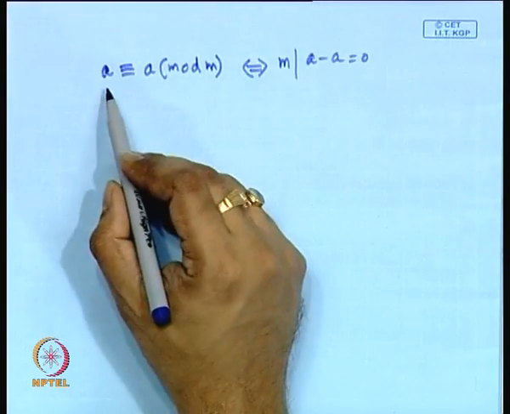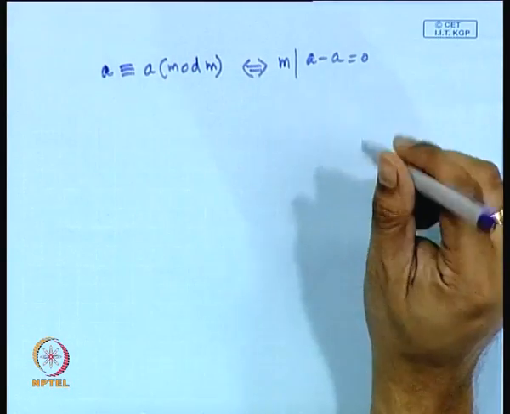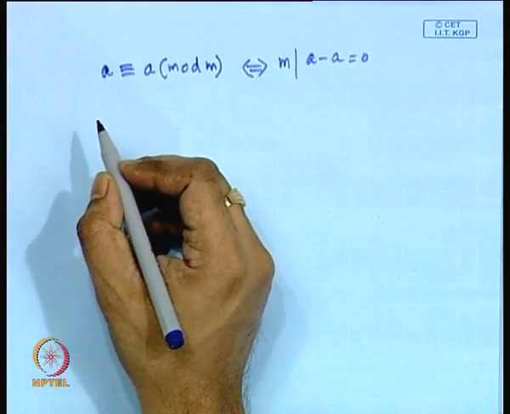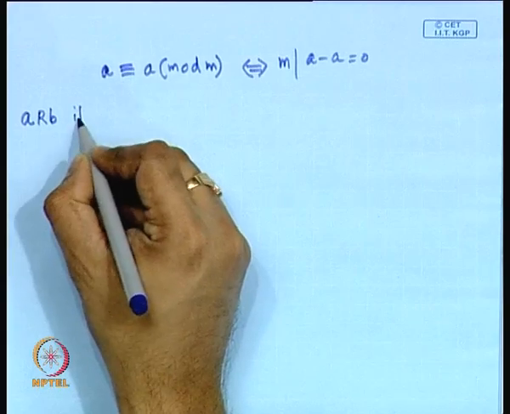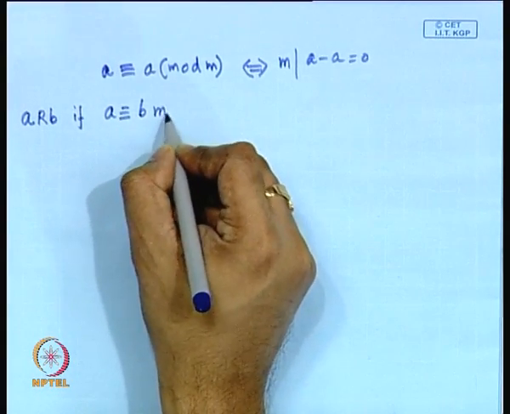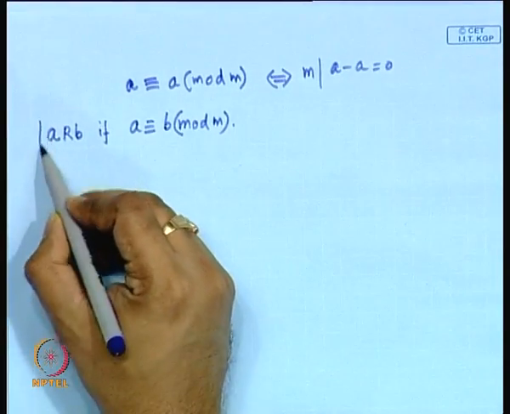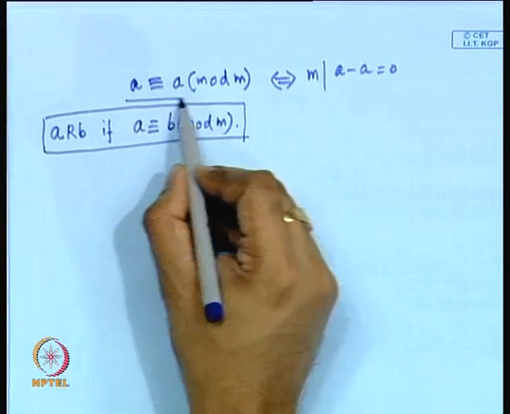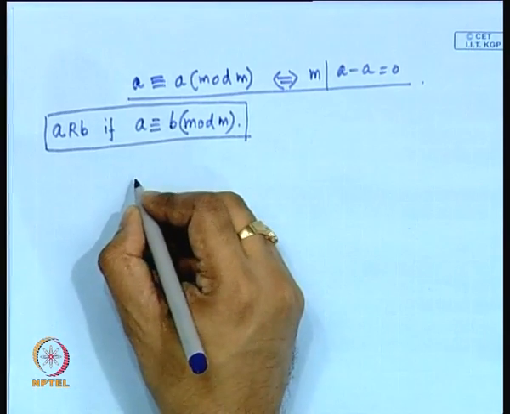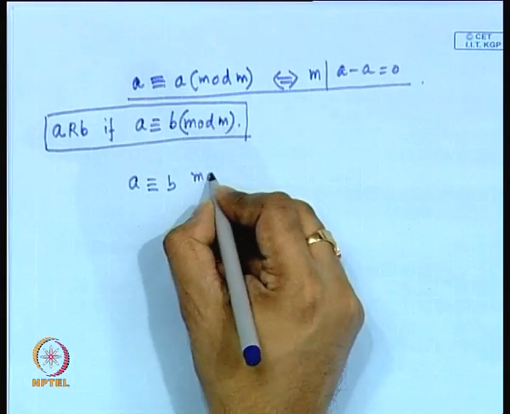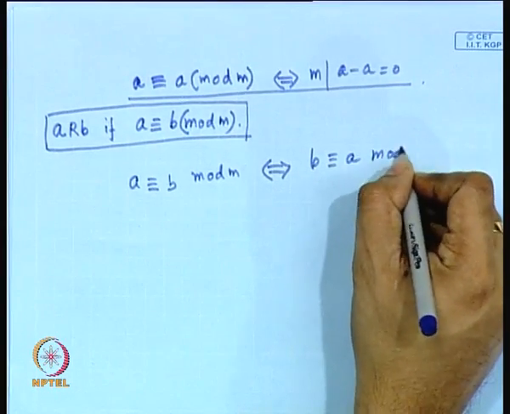So, A is congruent to A modulo M, and therefore the reflexivity relationship holds. If I define my relation by congruency, which means that a number A is related to B if A is congruent to B modulo M, this is the basic definition of the congruence relation we are considering. Then this relation satisfies the property of reflexivity for this reason. Now, what about symmetricity? In terms of symmetricity also it holds, because if A is congruent to B modulo M, then it also holds that B is congruent to A modulo M. Why?